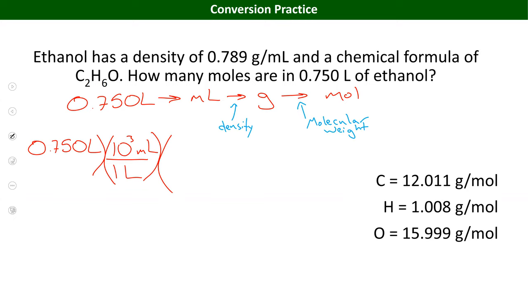And what do we do to go from milliliters to grams? We use the density, and how are we gonna write it? We do want milliliters to cancel out, but what are the units that are shown there? So that 0.789 is grams for 1 milliliter. So milliliters on bottom, like we want it to be, and the 0.789 is on top.